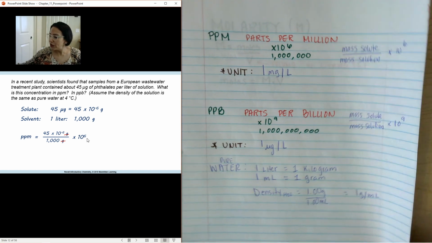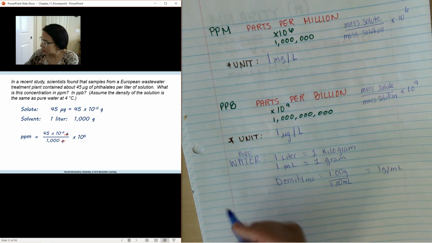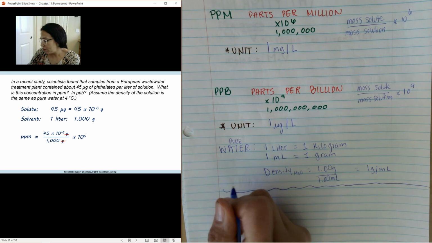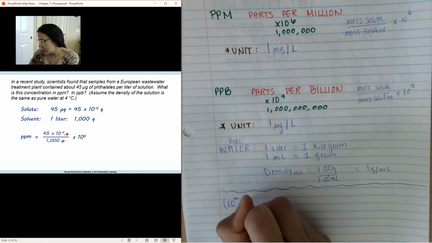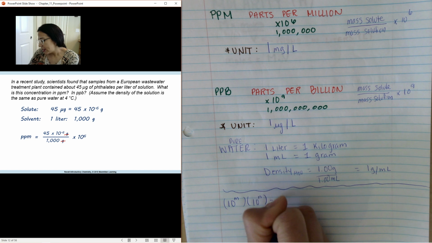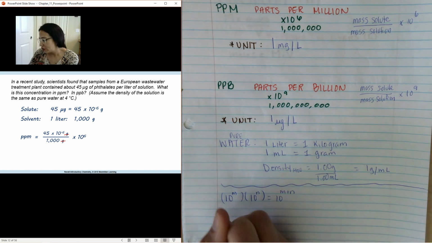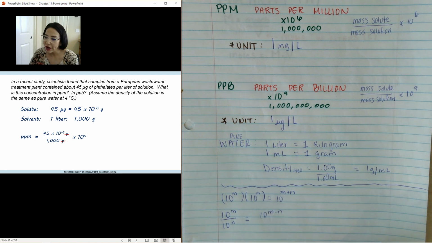Well, if we look at a little bit of our mathematics, if we remember exponents, if we have 10 to the m times 10 to the n, that's the same as 10 to the m plus n. And I'll show you this other one too. 10 to the m divided by 10 to the n is the same as 10 to the m minus n. And that's for your exponents.